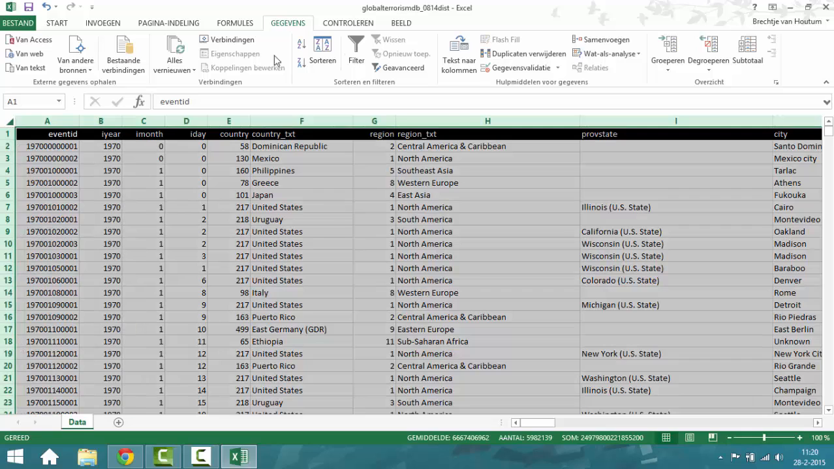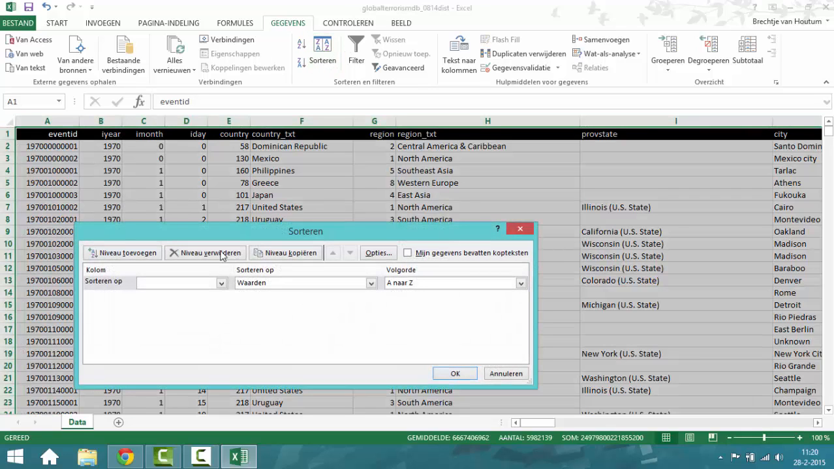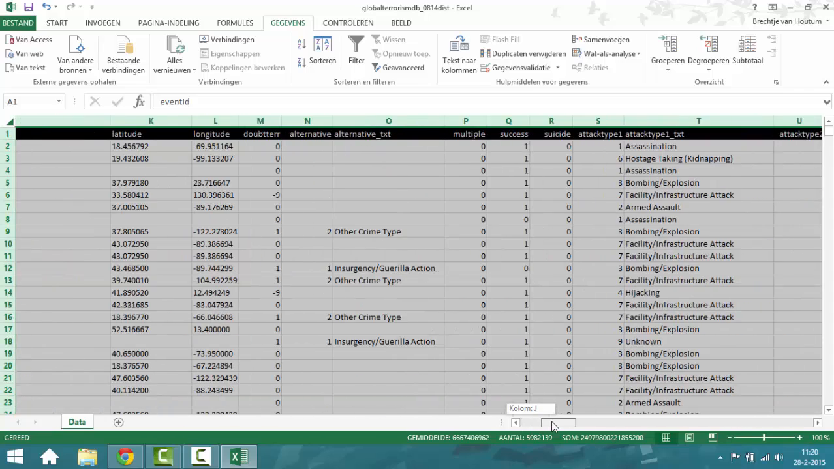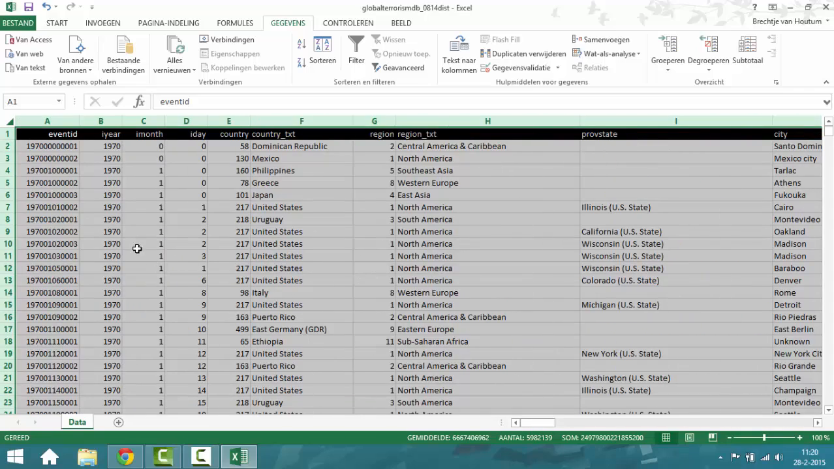So let's sort data on doubter, which is column M.